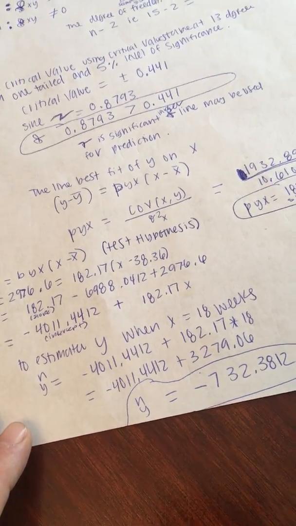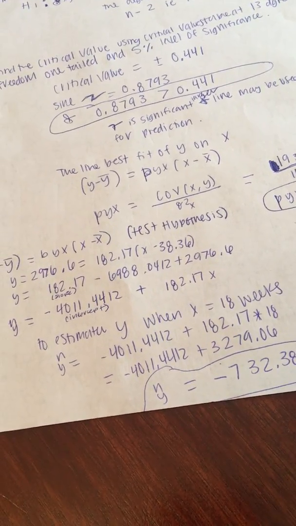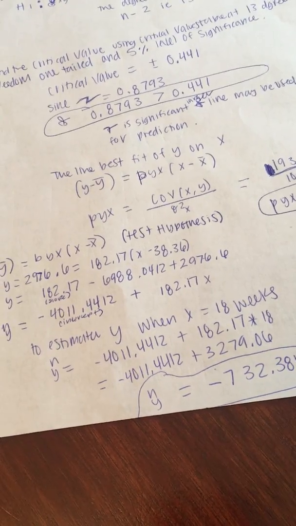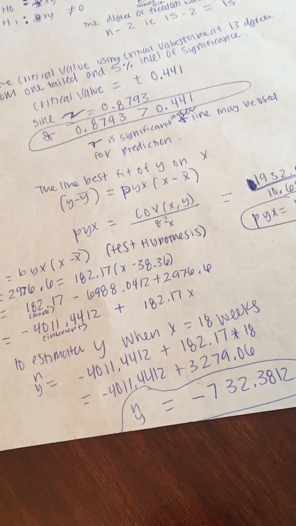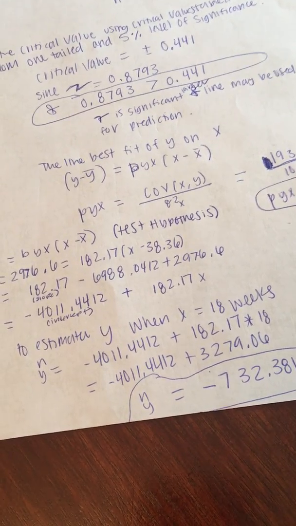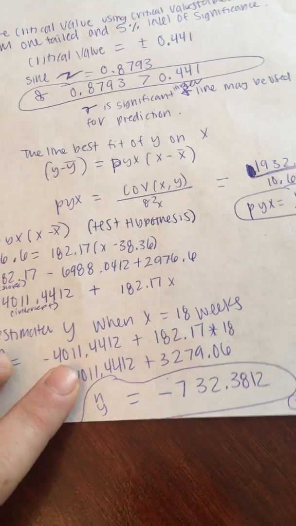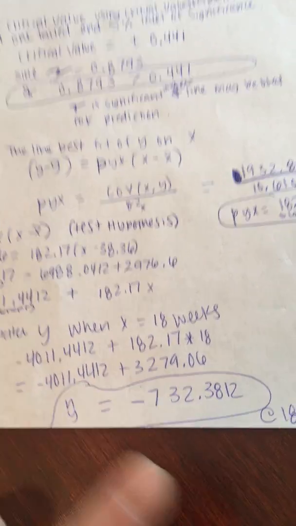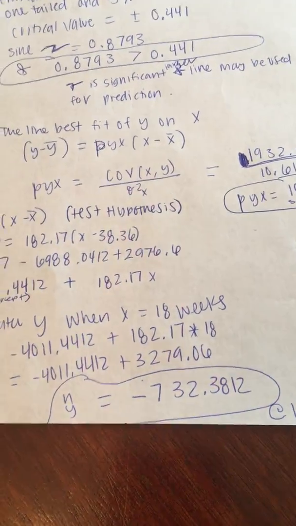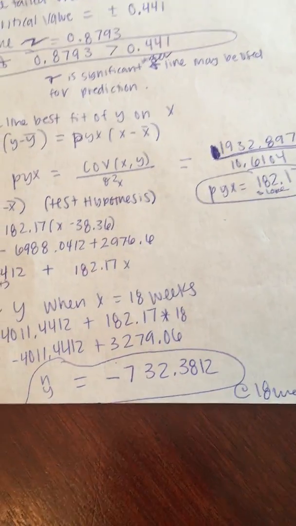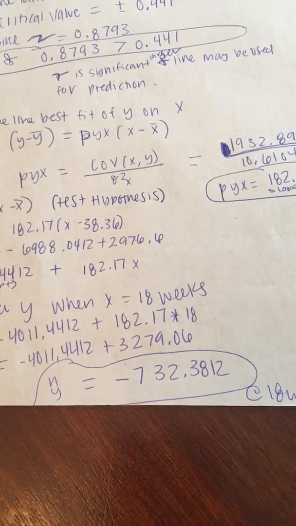And to estimate y, the last question says, fit the line of best fit y on x. Use this model to estimate y when x equals 18 weeks. So basically all you would do is plug in 18 for x. So we're going to use our intercept plus our slope times 18. And then once you punch all that into the calculator, you get negative 732.3812 at 18 weeks.